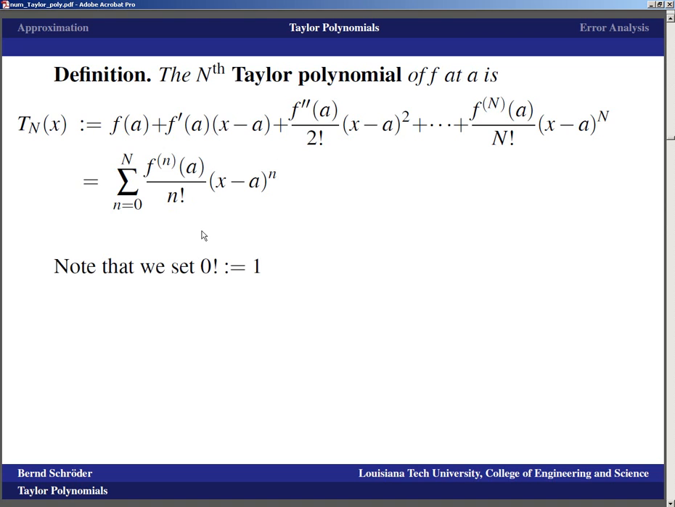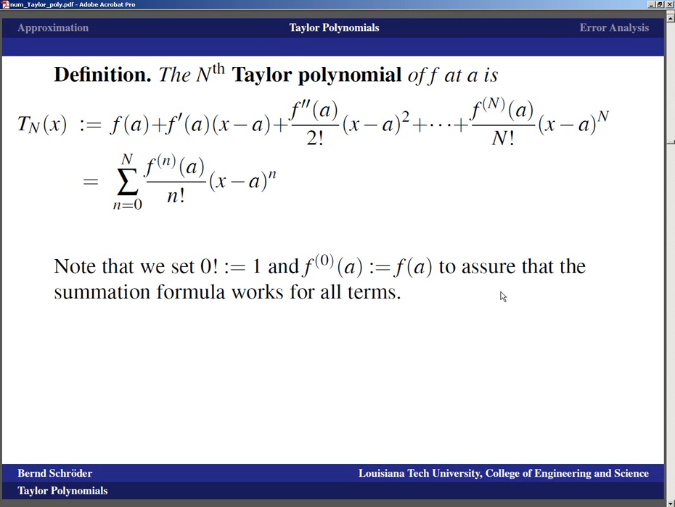For n equals 0 to match the pattern, we set 0 factorial equal to 1. That doesn't quite feel right if we think of this as products of consecutive numbers, but it is a definition that just makes sure that this pattern here also matches f of a, because when n equals 0, well, 0 factorial means we've got a denominator of 1. x minus a to the 0th is also 1, and so the only thing that we have left is f0 of a, which is the 0th derivative of the function at a, which is f of a. And yeah, so that is mainly just to assure that the summation formula works for all terms.